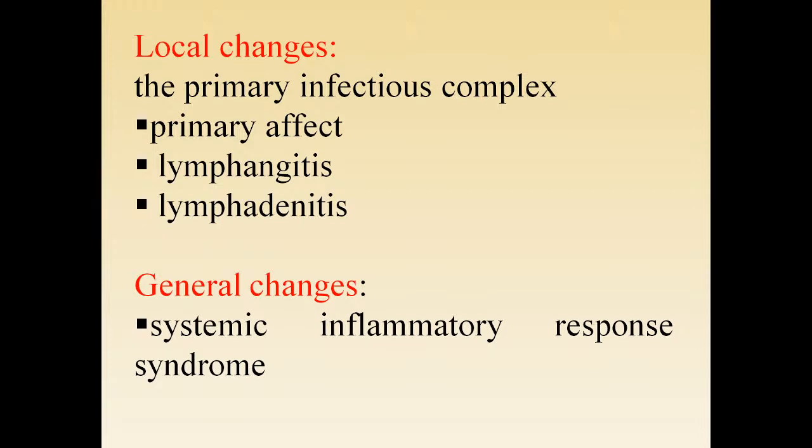Next, manifestations we can divide into local and general. Local changes include the primary infectious complex, where there is a primary effect, lymphangitis and lymphadenitis. This is local change. And general change in the body is formation of systemic inflammatory response syndrome.